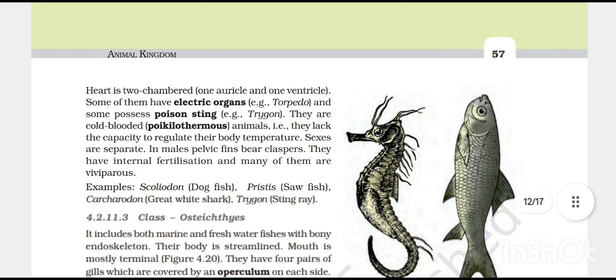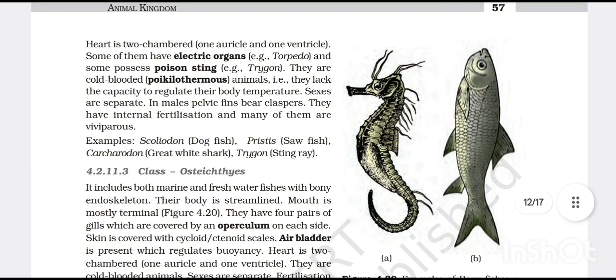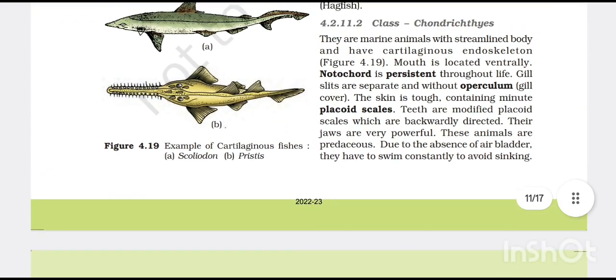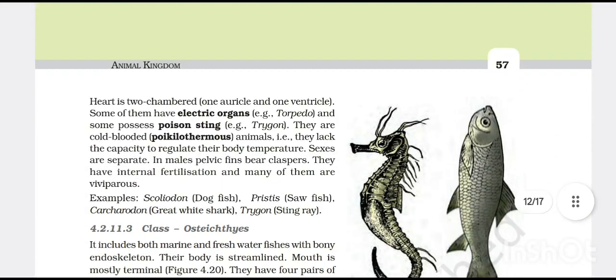The heart is two-chambered with one auricle and one ventricle. Some of them have electrical organ, for example in Torpedo, and some possess poison sting, for example Trygon. They are cold-blooded, that means poikilothermous animals, that is they lack the capacity to regulate their body temperature. Sexes are separate. In males, the pelvic fins bear claspers. They have internal fertilization and many of them are viviparous. For example, Scoliodon, Pristis, Carcharodon, Trygon. These are the examples of Chondrichthyes.